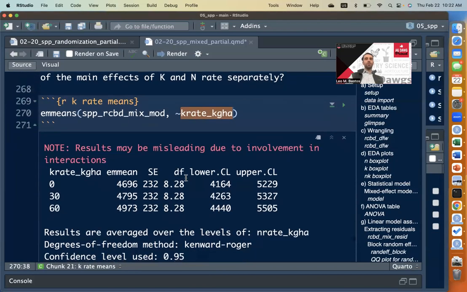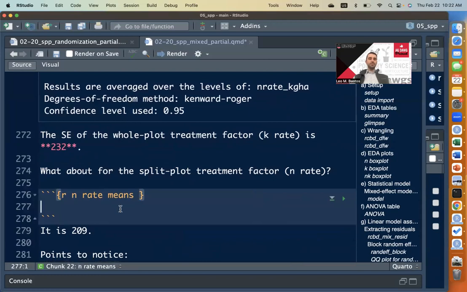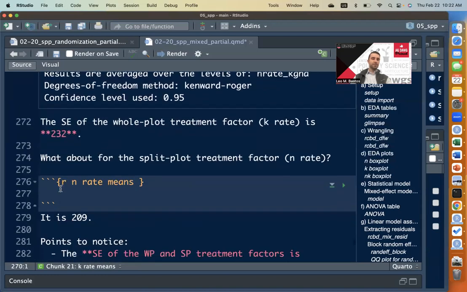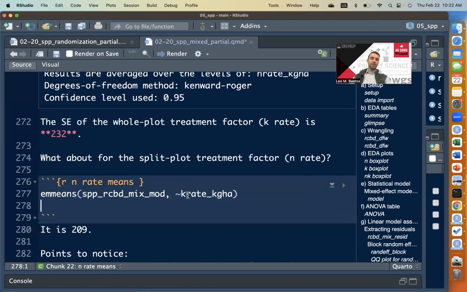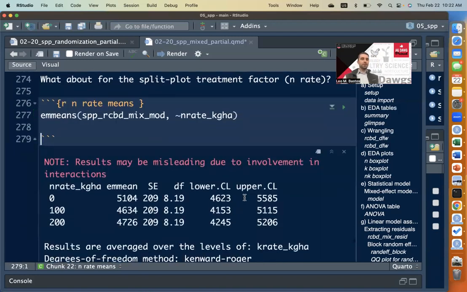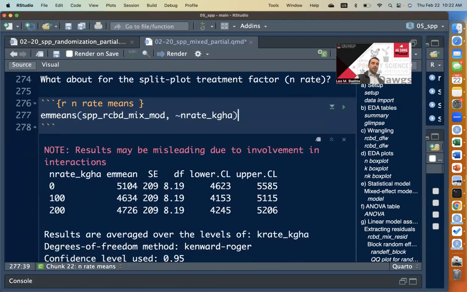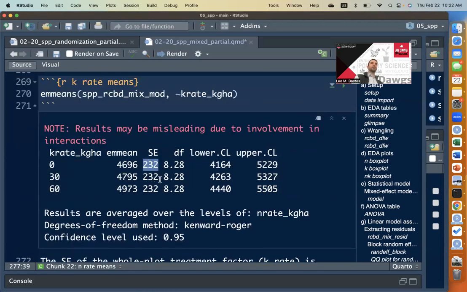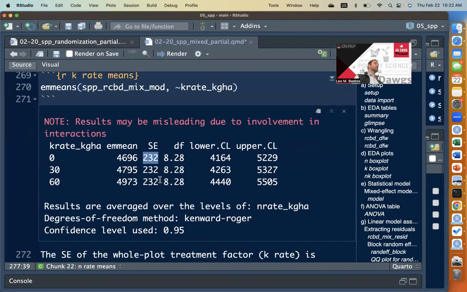Now let's do the same for nitrogen rates, just so we can visualize it. Actually, if you want to just copy and paste the code that you wrote above, that may save you a few seconds. The only difference here is that instead of potassium rate, we want to give a nitrogen rate. So when you ask for the nitrogen rates, you can see that the standard error is 209, right? If you compare here, the standard error of the nitrogen rate means is lower than that of the potassium rate means. This happens because this is a split plot.